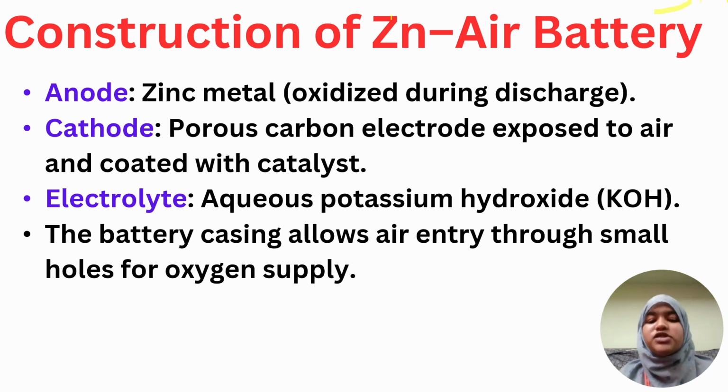Now, construction of the zinc air battery. The anode is zinc metal that is oxidized during discharge, and the cathode is a porous carbon electrode exposed to air and coated with a catalyst. The electrolyte is aqueous potassium hydroxide, that is KOH. The battery casing allows air entry through small holes for oxygen supply.